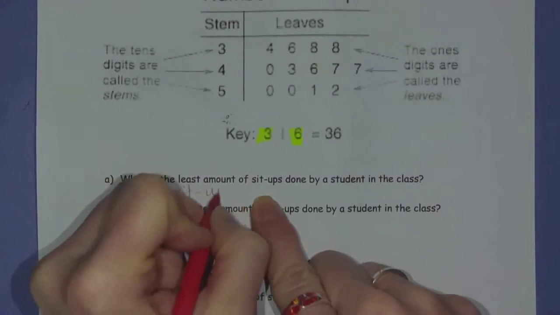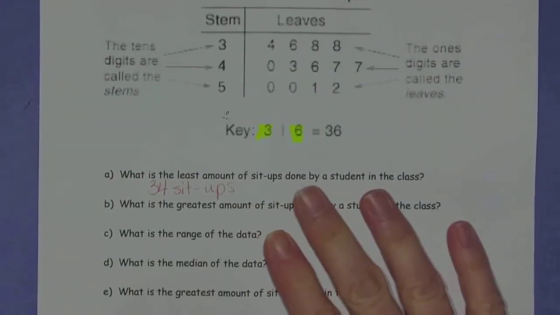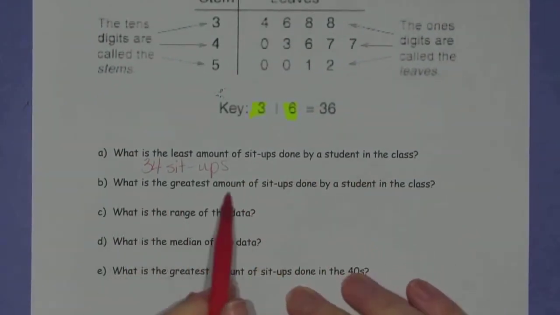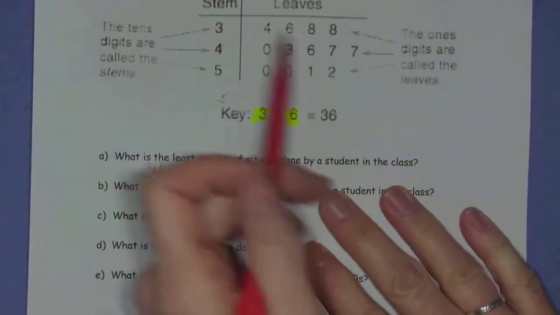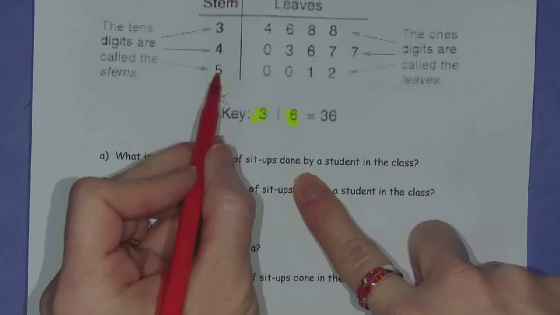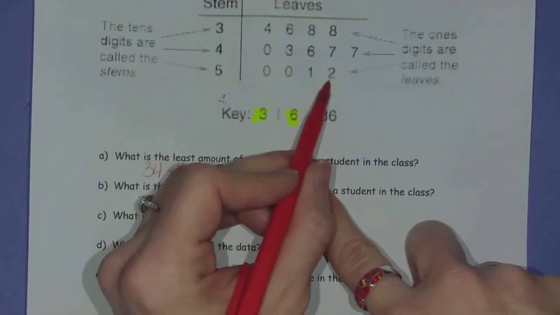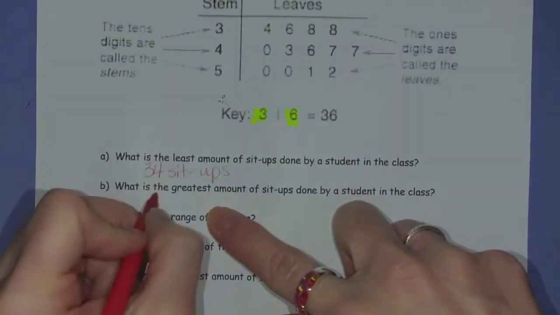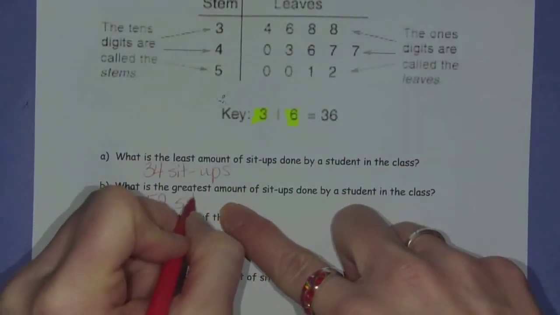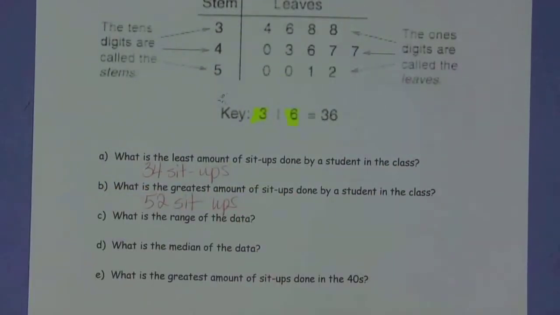So let's write that in. Letter B. What is the greatest amount of sit-ups done by a student in this class? Well, now we got to go sort of to the other extreme. In the 50s, I would say the greatest number right here, 52. Okay. Stem and leaves are really easy to read.